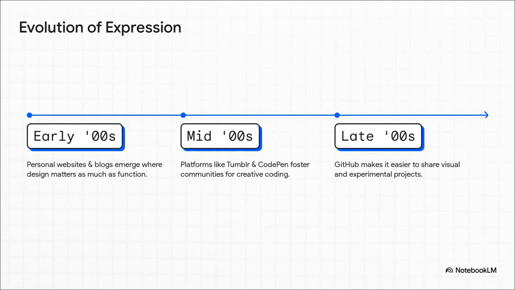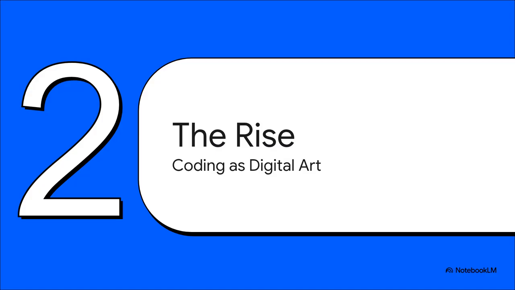The seeds were really planted way back in the early 2000s. You had people starting to create their own personal websites and blogs. And for the first time, design became just as important as the content itself. Then came platforms like Tumblr and CodePen, which were basically these amazing playgrounds for creative coders to just experiment. And then with GitHub, sharing all these visual and artistic projects got so much easier, which let the whole movement really start to grow.